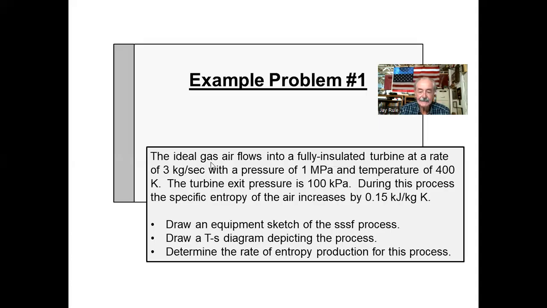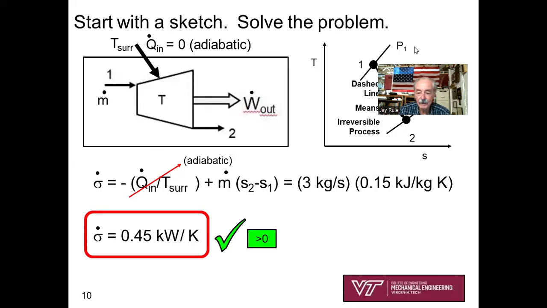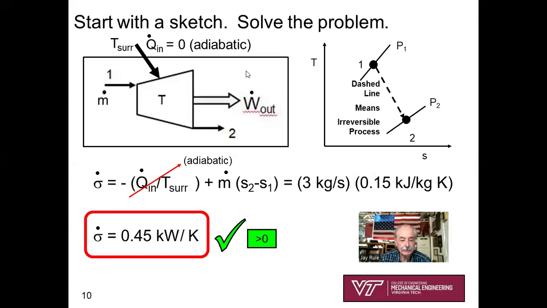This could be a classic quiz or test problem. It's going to be pretty easy. All right, here is our sketch. We've got an insulated turbine. I'm showing it as Q dot N is 0. Inlet state 1, outlet state 2.